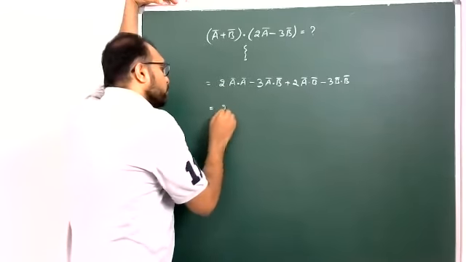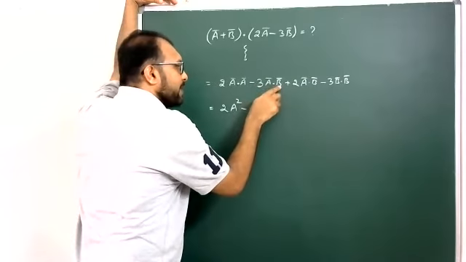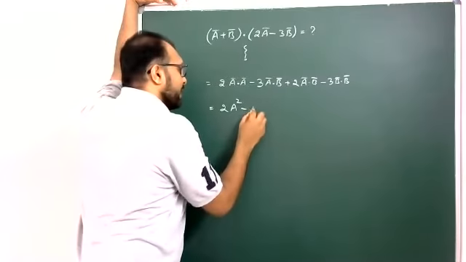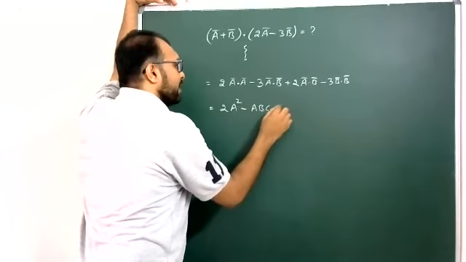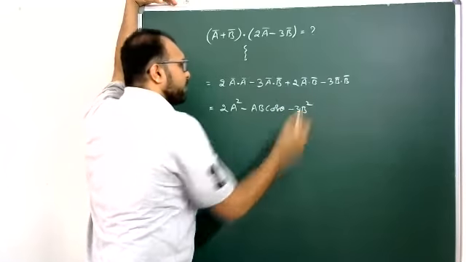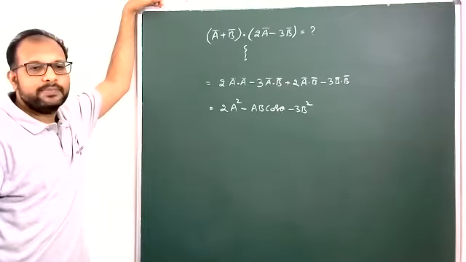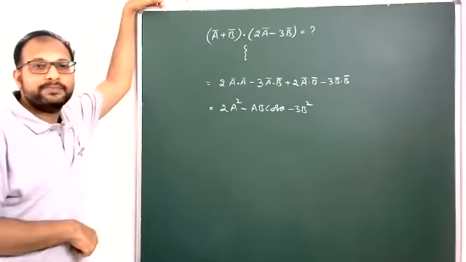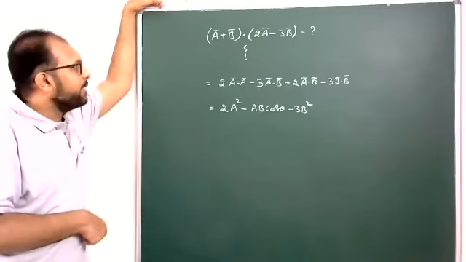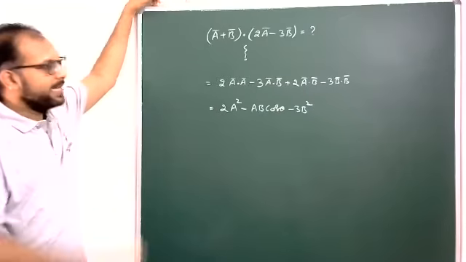So now 2A square minus 3A bar dot B bar plus 2 A bar dot B bar. That means now simply minus A bar dot B bar, indirectly minus AB cos theta. And the last minus 3B square. So now the answer is 2A square minus 3B square minus AB cos theta, which is nothing but A bar plus B bar dot 2A bar minus 3B bar. Okay, take this answer.